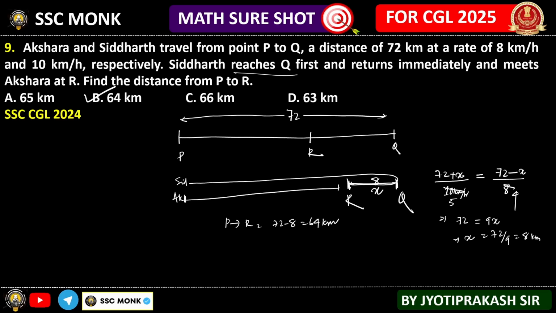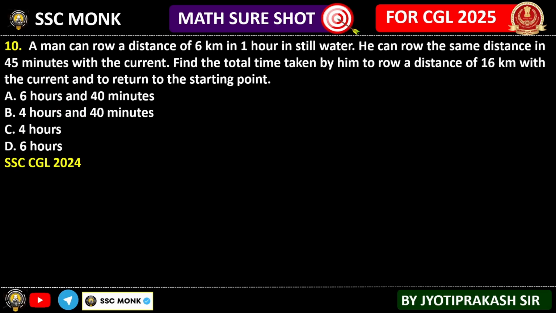Done. Next. A man can row a distance of 6 km in 1 hour in still water. He can row the same distance in 45 minutes with the current. Find the total time taken by him to row a distance of 16 km with the current and to return to the starting point. Now understand. Total distance 6 km in 1 hour. Still water means only boat speed will be calculated. So speed of boat is equal to 6 km per hour.